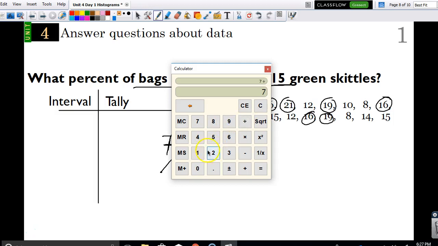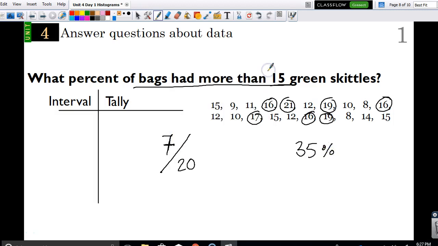7 divided by 20, that's 35% of the bags had more than 15 green Skittles. Now you could have gotten there by multiplying this by 5 and making it out of 100. See, that's the same.